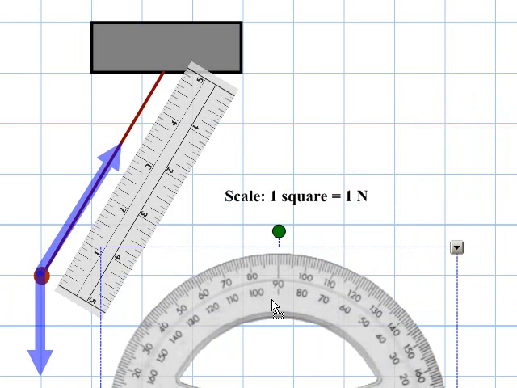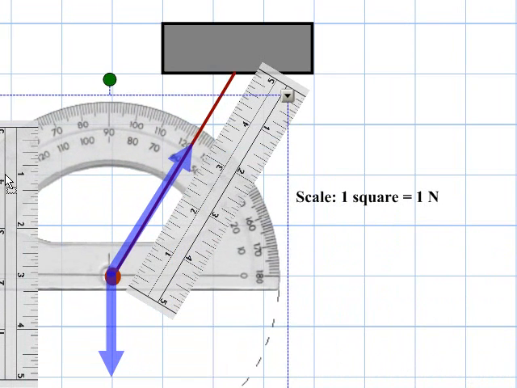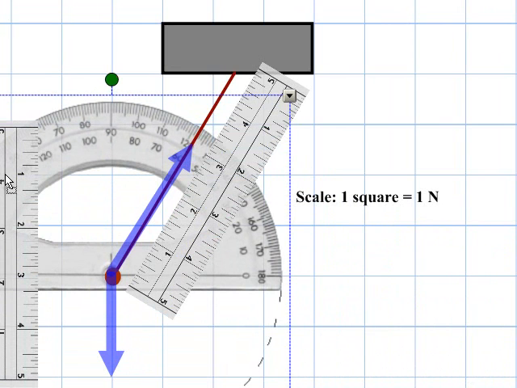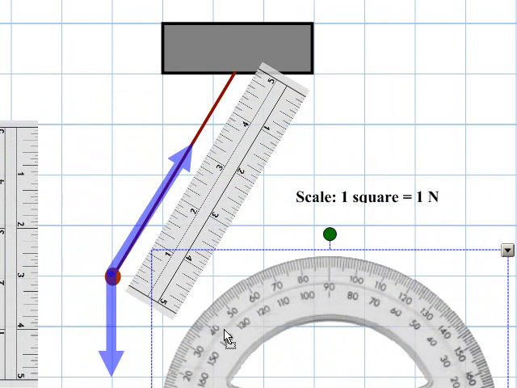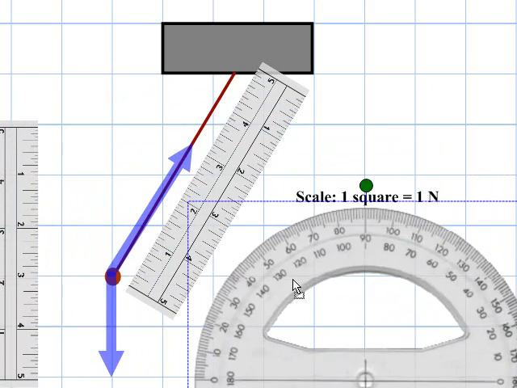So this is the pendulum. The scale is 1 square equals 1 newton. So this one is 2 newtons down, and this one is 3 newtons to the upper right at an angle of 60 degrees. In the description you read that the string is at an angle of 30 degrees, but that's from the vertical. So the force vector is at 60 degrees from the horizontal.